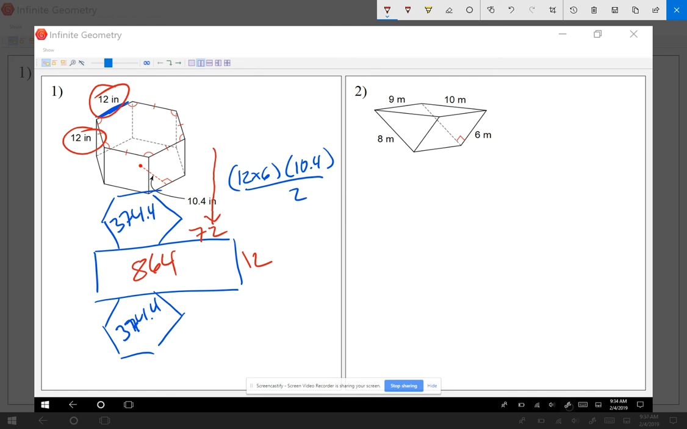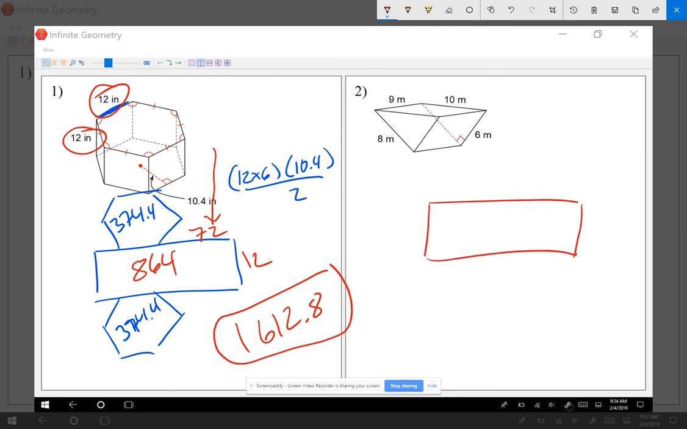Now that I have the 3 areas, let me just add them all. So I'm going to go 374.4 twice plus 864. It gives me 1,612.8. That's good.